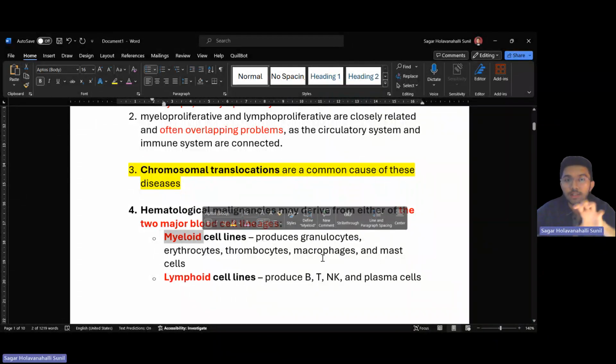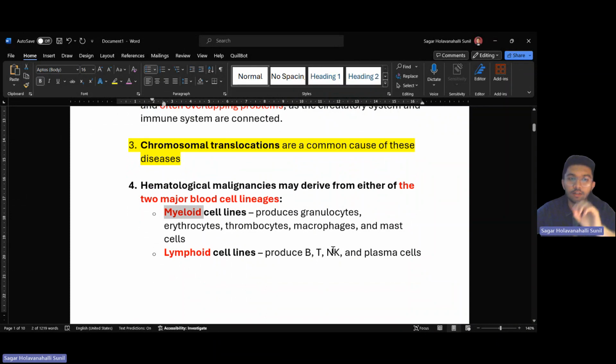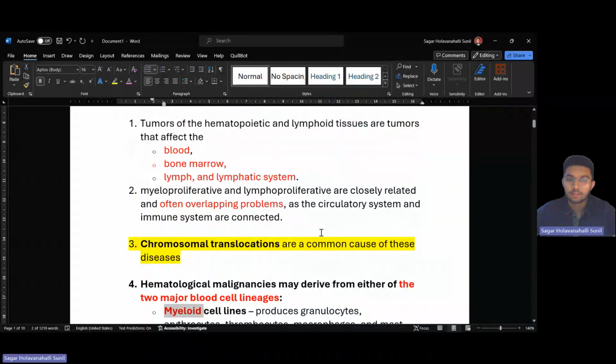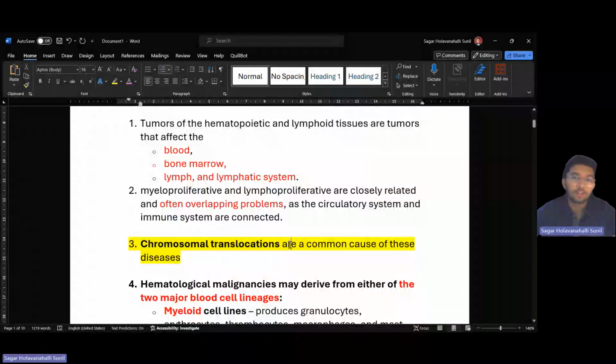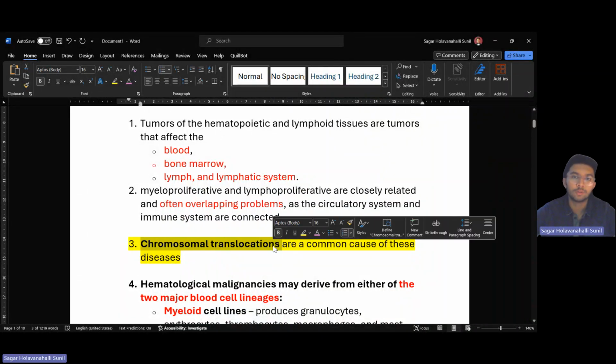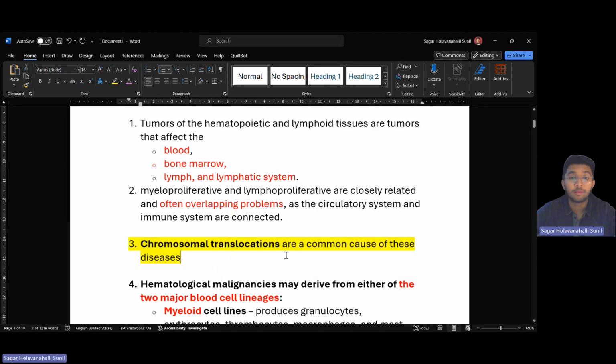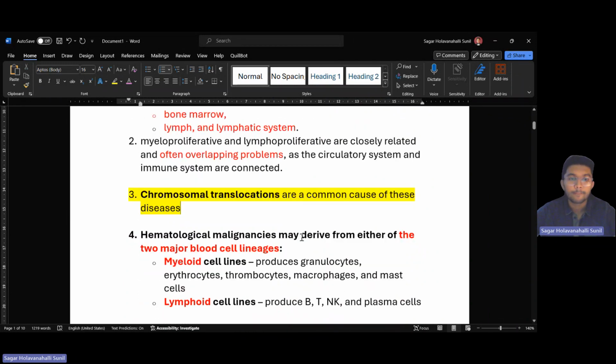Now, based on this, we have further classification, and you can understand the whole topic. Before I get on with the classification, it's important to note that when you go to the notes, especially in organ systems, you're going to come across a lot of chromosomal translocations. For example, translocation 17;12, etc. So it's important that you know these. So pay attention to chromosomal translocations because they're a common cause of these diseases.